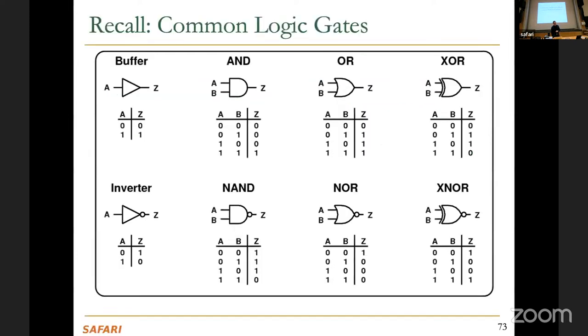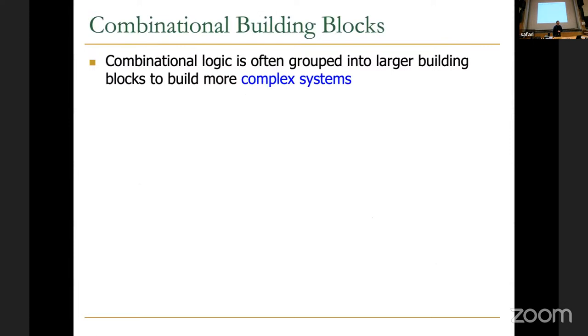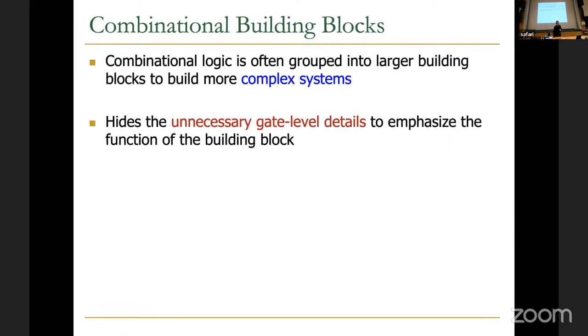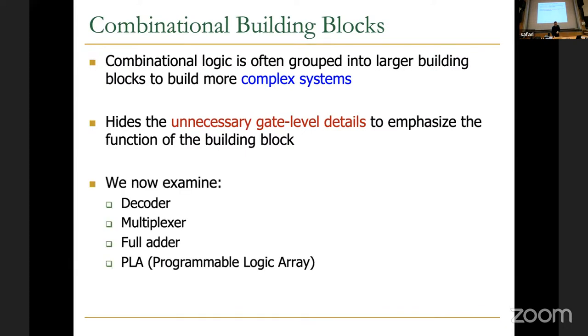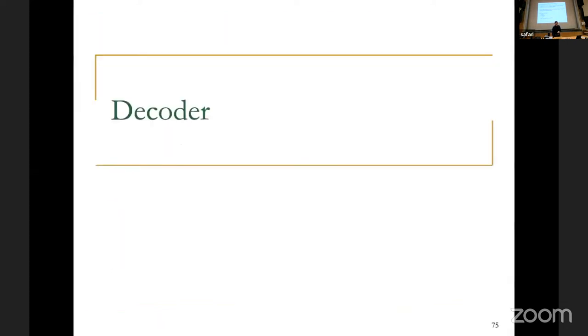But we're going to start with a bunch of things we've already known. These are common logic gates. We're going to build bigger blocks that consist of these logic gates so that we can build more complex systems. And once we build a bigger block, we can abstract it as a module so that we don't see the gate-level representation. That's the beauty of abstraction. We can say this is a decoder, this is, I don't know, a four-input decoder, and you don't see the underlying representation. So we're going to look at decoder, multiplexer, full adder, PLA, and a few other things also.